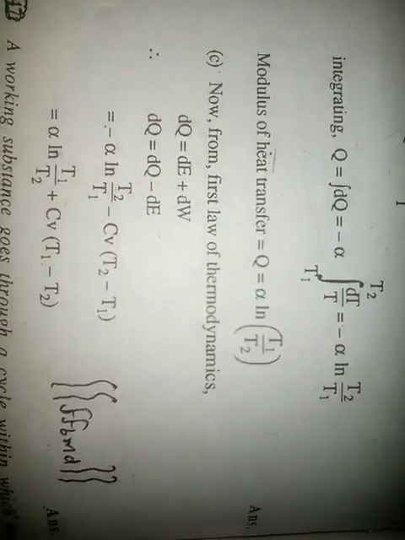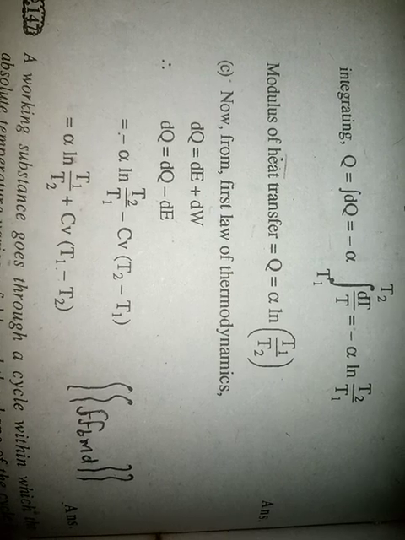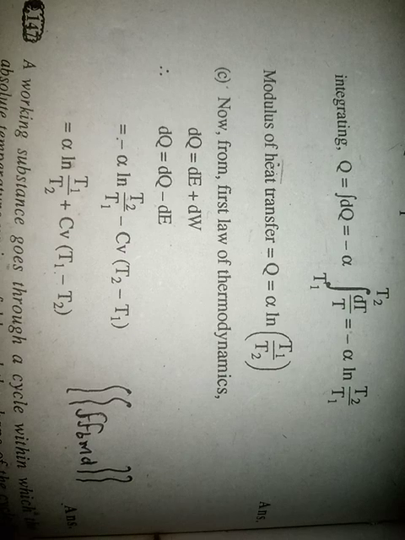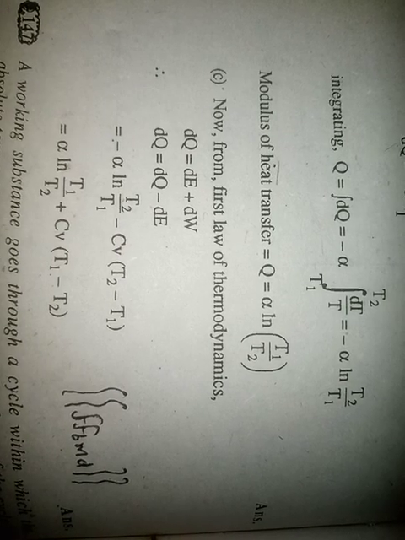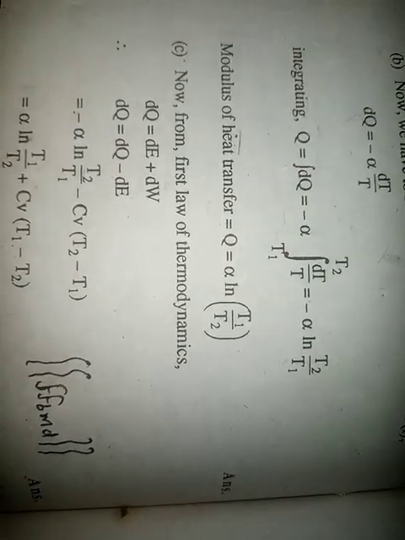Answer C. Now from the first law of thermodynamics, dQ equals dU plus dW. Hence W equals Q minus dU, which equals minus alpha log T2 by T1 minus CV times (T2 minus T1), which equals alpha log T1 by T2 plus CV times (T1 minus T2).